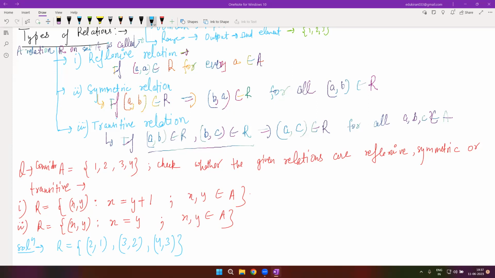Just wait a minute. Okay, so this is our relation: 2 1, 3 2, 4 3. To check reflexive, every element should be connected to itself, but it is not the case. So not reflexive.